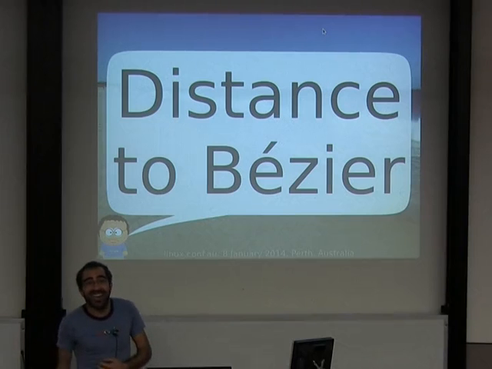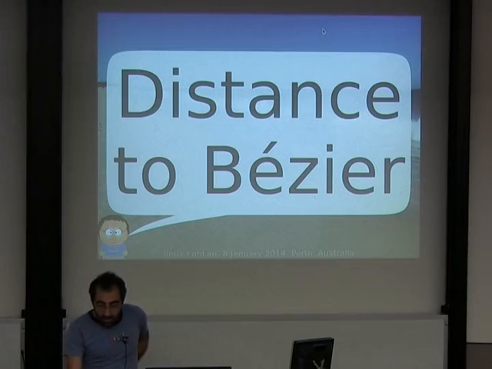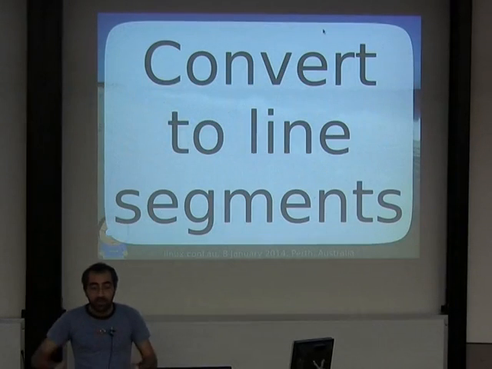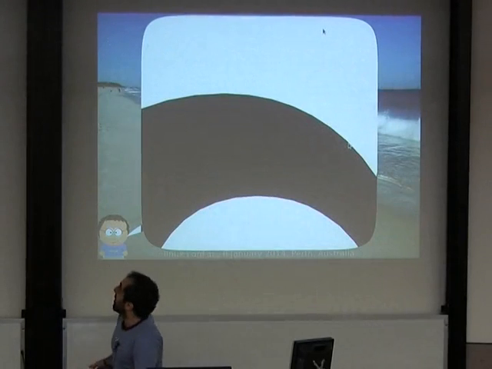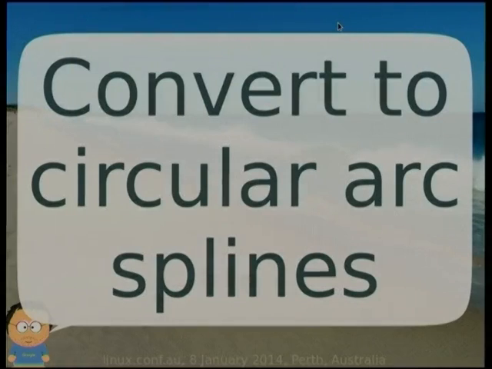There's a heuristic, but even that is too complicated, too complex, too heavy. So what you can do instead is convert to line segments. That's what we do on the CPU. It works fine, but the problem is you get this kind of thing again. So the alternative I want to pursue is convert to circular arc splines. They look much better.